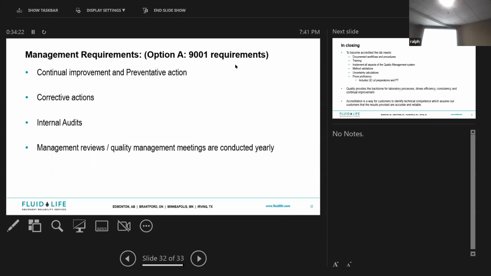So you can know that if they are accredited, 17025 top management is generally committed to this quality system to ensure that our customers are getting valid results.